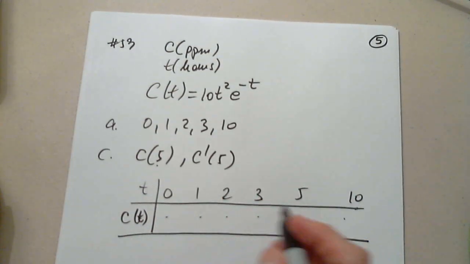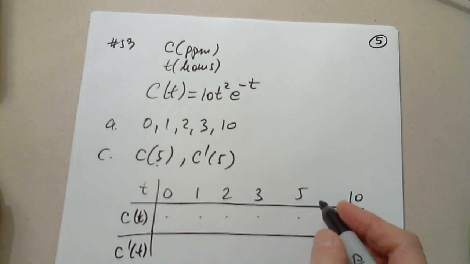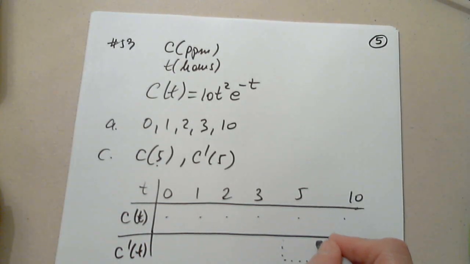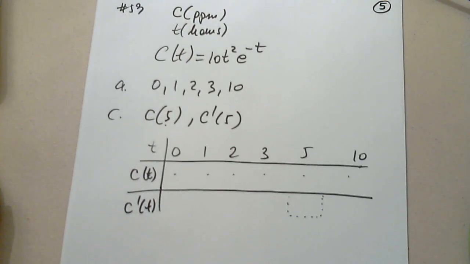And here they also want C prime of t, but only here. I'm not going to fill in for everything, although we can. So my calculator is ready for you. Here it is, right here.